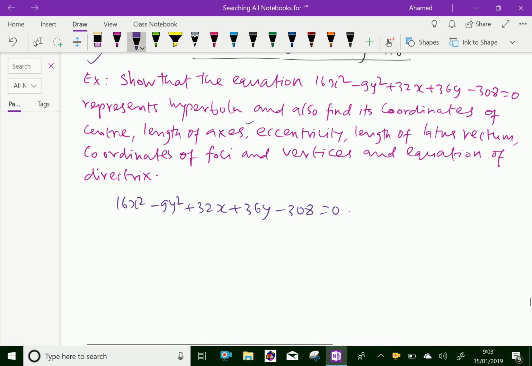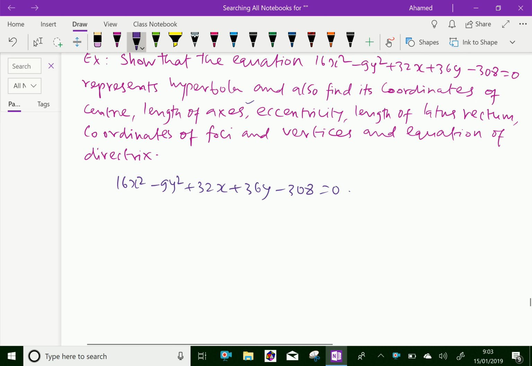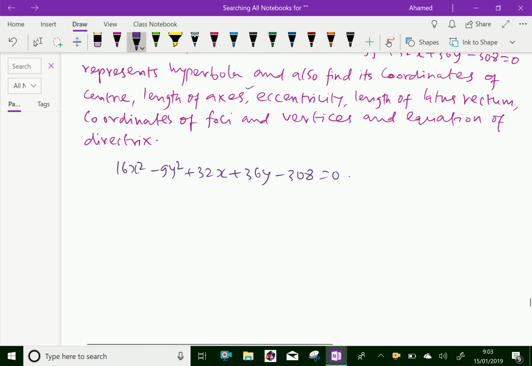Now, collecting x terms and y terms separately, like here: 16 common, x square, here 32x is there, so we write 2 into 16 is 32, so plus 2x, minus 9 is common for y terms, y square minus 36, 4 into 9 is 36, that is 4y, equal to 308.